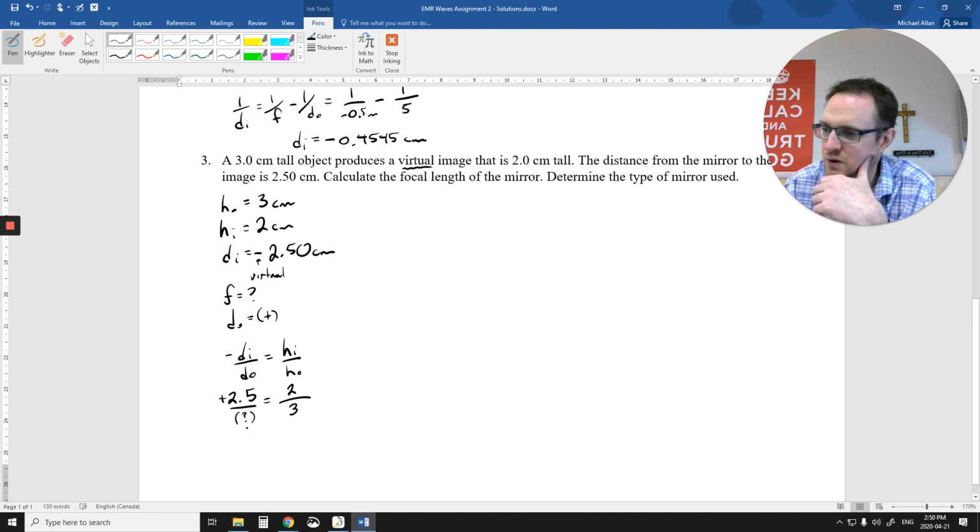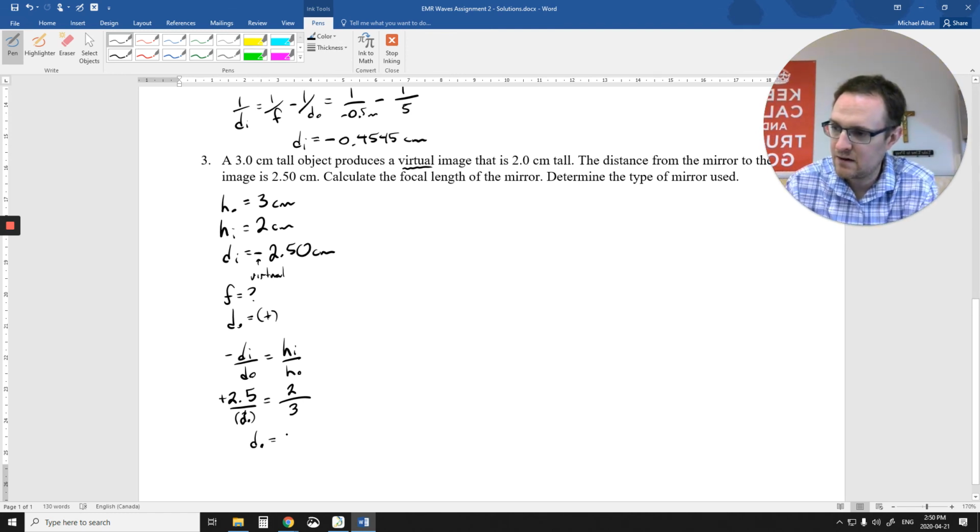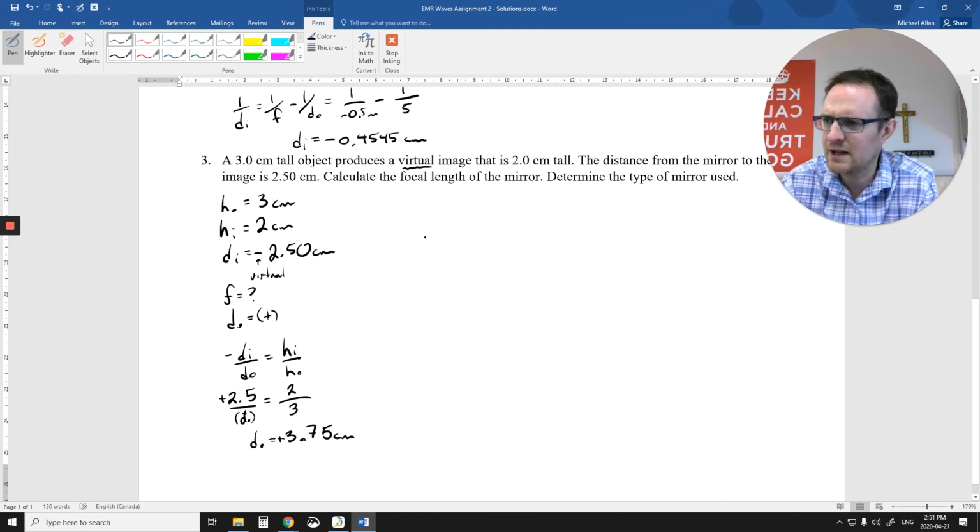So I'm going to rearrange this for my DO on the bottom here. So I'm going to times that 3 up. Divide the 2 down. I'm going to get a DO of 3.75 centimeters, specifically positive. Hopefully I didn't get a negative out of there, but we needed to get that DO to be positive. Then we're going to take that and put it into this formula here. So 1 over this 3.75 plus the 1 over negative 2.5.